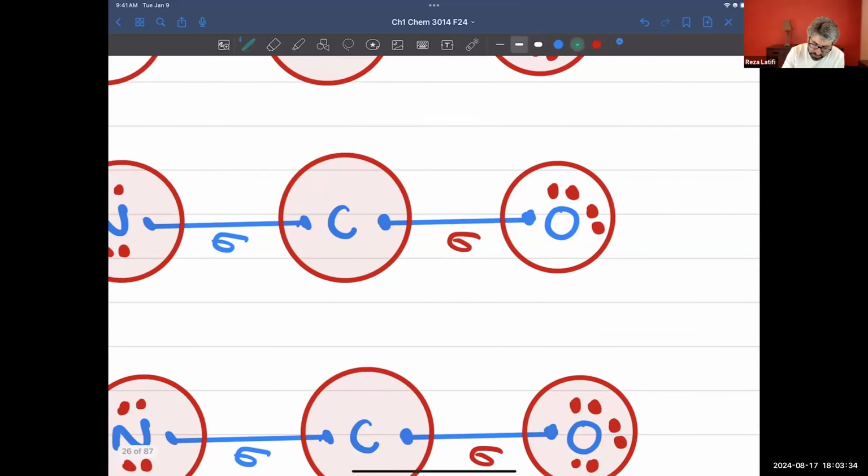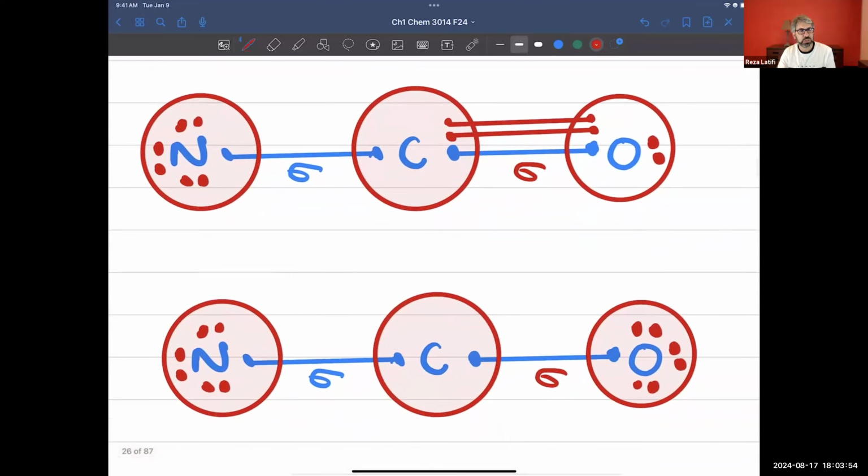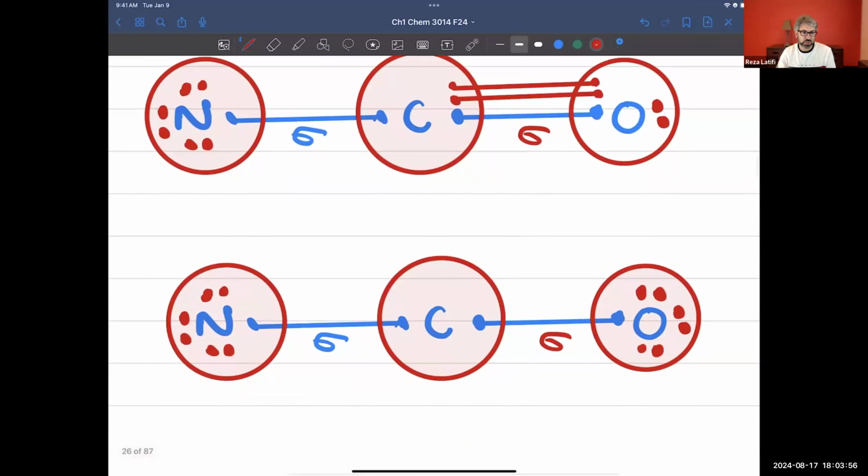And then next step, I'm going to draw it as a double bond. Okay, another lone pair, I can go after this one. Now we'll show it as a triple bond. Okay, that's another option. Or we can share one lone pair from each element.